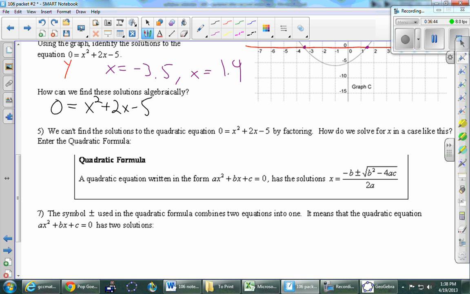It's this thing right here. So here's what it says in all of its glory. Quadratic equation written in the form ax squared plus bx plus c equals 0, always 0, has solutions, and then there she is. X equals -b plus or minus square root of b squared minus 4ac divided by 2a. Some of you know this already. Raise your hand if you could recite that without looking at it. So a couple, just a couple.